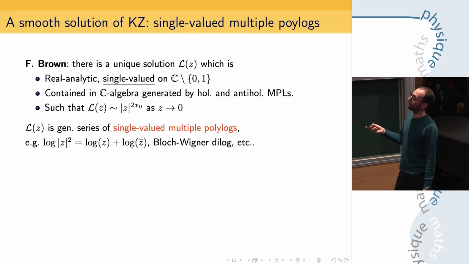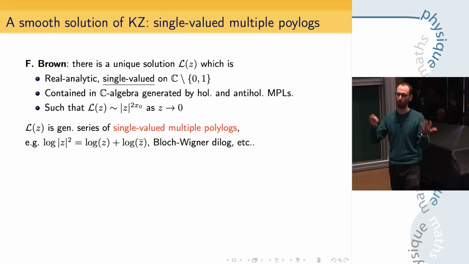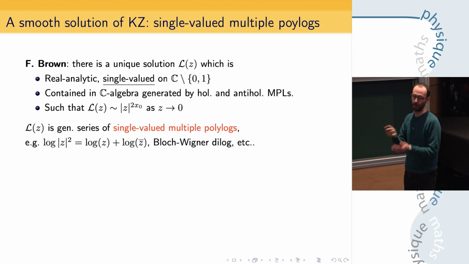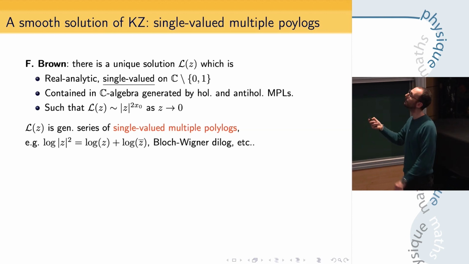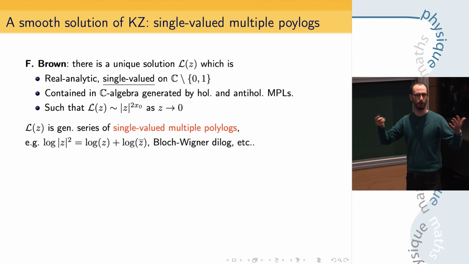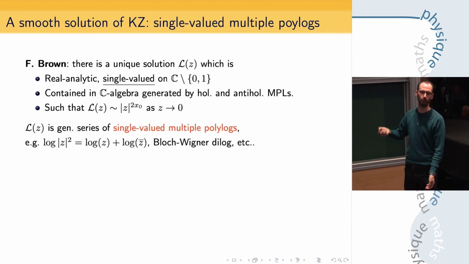So if you do that, then you find a unique solution, and not only did he find it, he also constructed it explicitly in terms of the multiple polylogs and the anti-holomorphic multiple polylogs. And this solution is now a generating series of single-valued functions, because the whole solution is single-valued, so the coefficients will also be single-valued. These are called single-valued multiple polylogs. So that's a way to construct all these functions that Pierre mentioned. He didn't really say how to construct them. That's one way to do that.